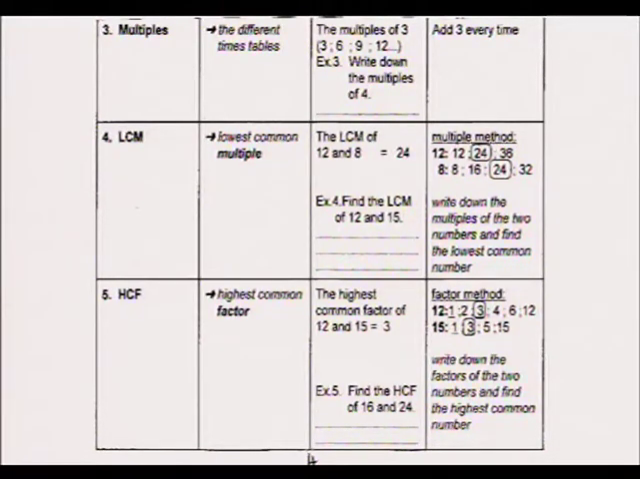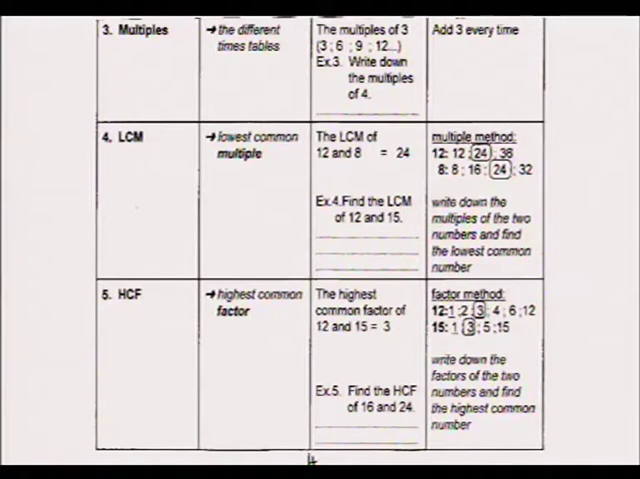So the multiply method: 12 will divide in, and plus 12, plus 12, plus 12. So 12 plus 12 is 24, plus 12 is 36. Then we have 8. 8 plus 8 is 16, and 16 plus 8 is 24. So what is the same? The 24. So that is the lowest common multiple of 12 and 8.